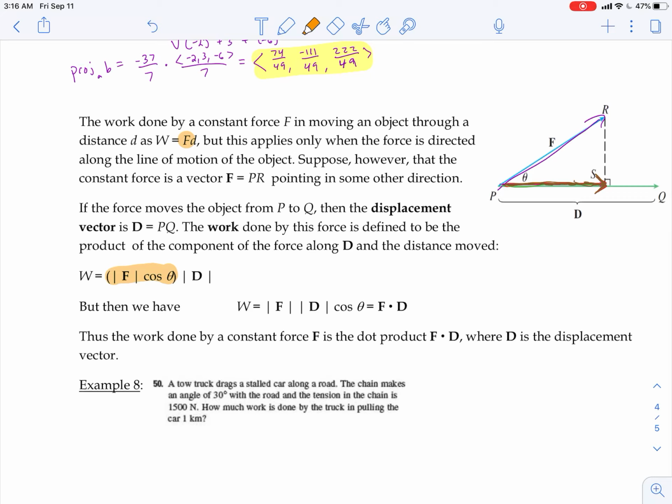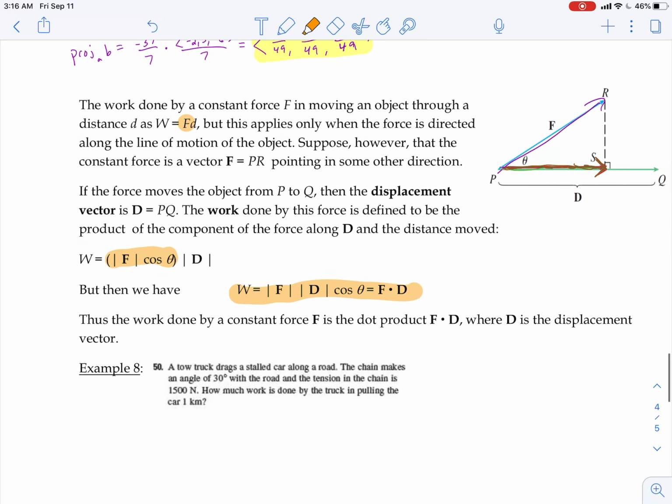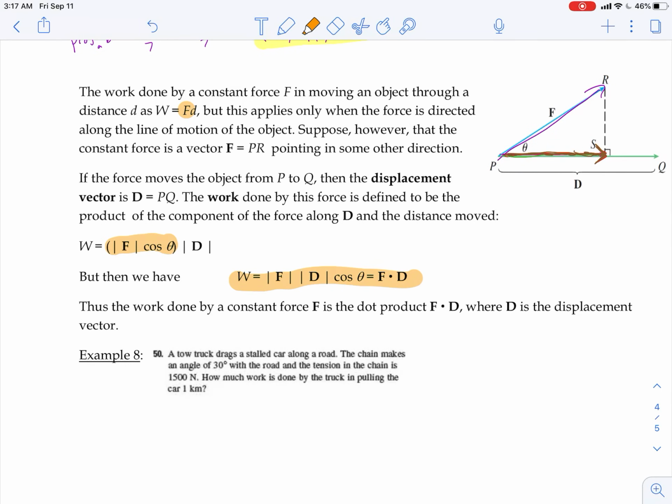Now this formula can be rewritten to be work is equal to the magnitude of vector F times the magnitude of vector D cosine theta, which again, if you refer back to the beginning of the notes, is just the dot product of vector F and D. And so thus the work done by constant force F is just the dot product of F and D, where D is the displacement vector.